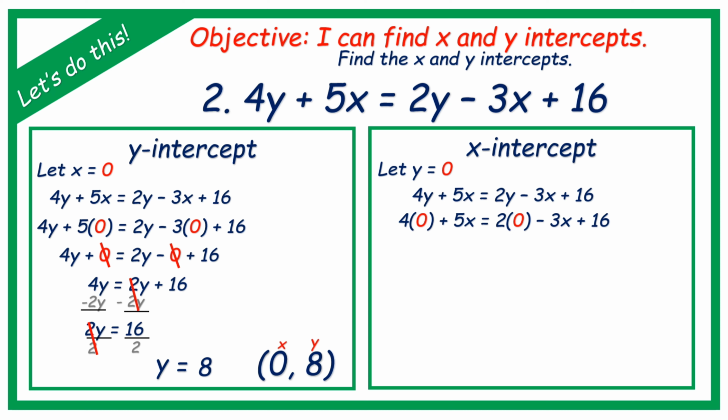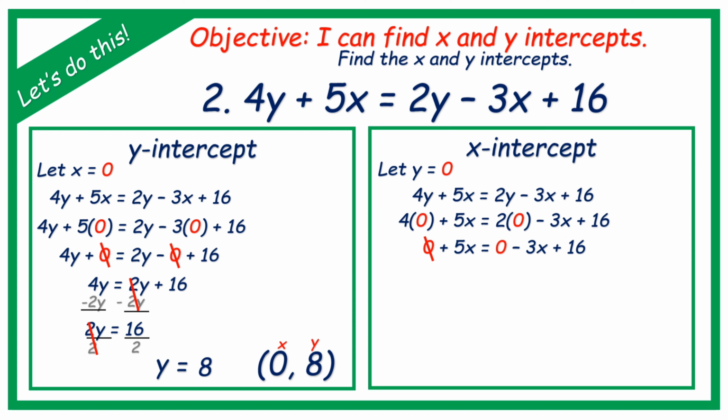So it became 4 times 0 plus 5x equals 2 times 0 minus 3x plus 16. Okay, nothing hard in there, right? It's easy, right? We just substitute y to 0. Just like that. Then let's try to solve it. So, 4 times 0, the answer is 0. Just copy plus 5x equals 2 times 0, the answer is 0. Then copy minus 3x plus 16. See? It's easy if you are following the process.